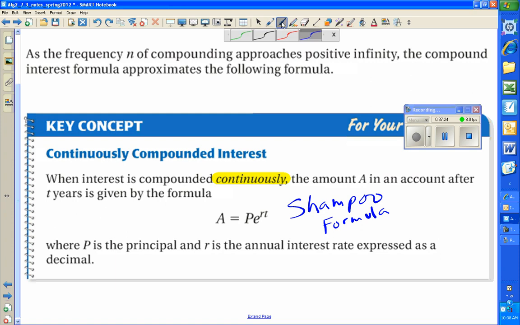P is still your starting amount, called principal with an investment. E is Euler's number. R is your interest rate. Don't forget the interest rate must be as a decimal. And T is time in years. Don't forget it has to be years. So if you were given something like 9 months, you've got to change that to 3/4 of a year. So T is time in years. R is a decimal for the interest rate. P is your starting amount. This is all done with write the plug-in and then use your calculator.